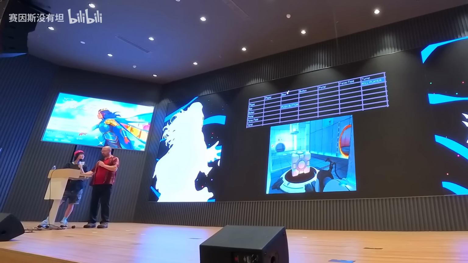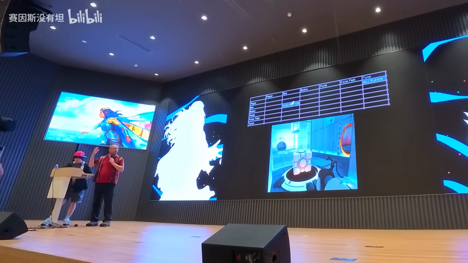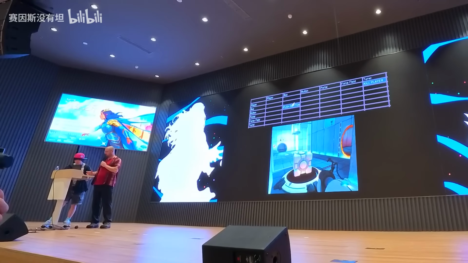So for example, in Portal, there's this box you can put on a button, and so in the graph here we have a box on the top and button on the side, and in that cell we said, well, the box can push the button and hold it down.